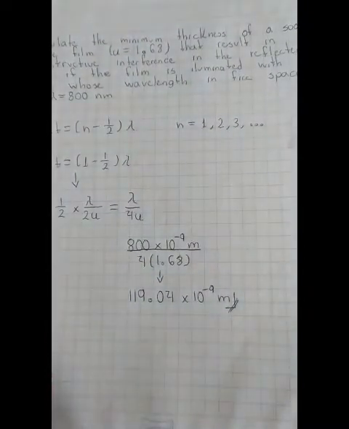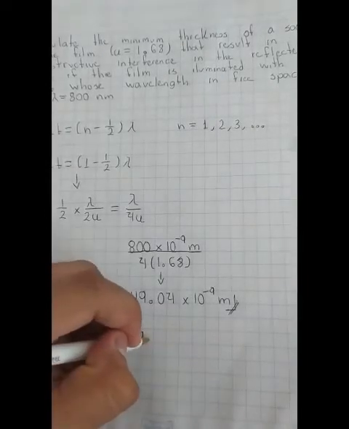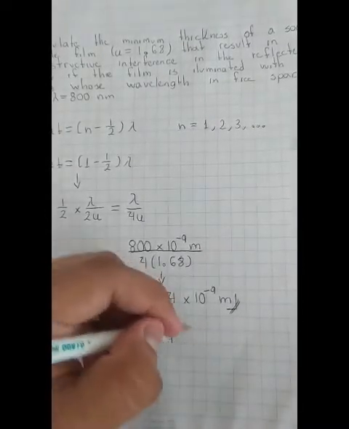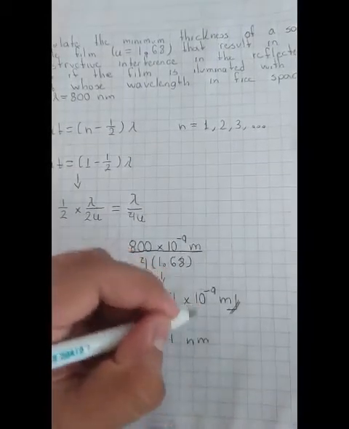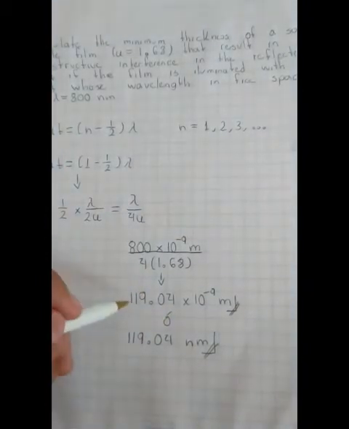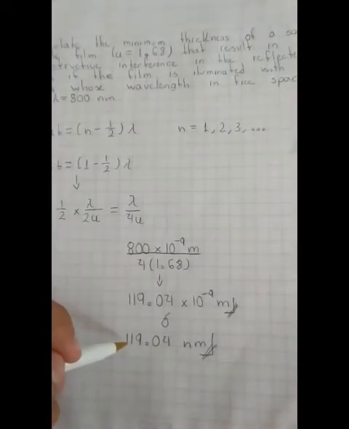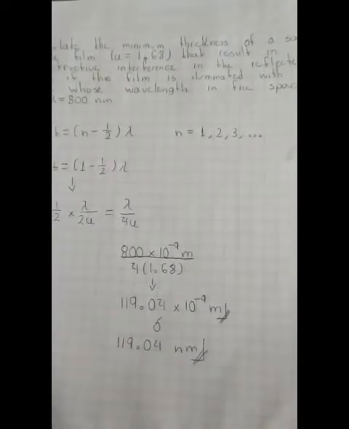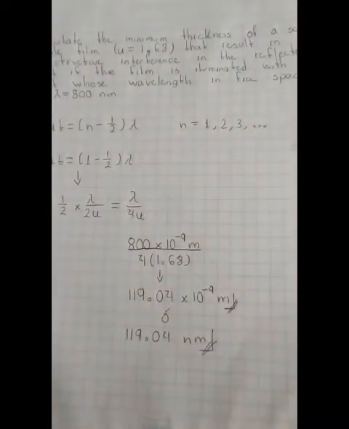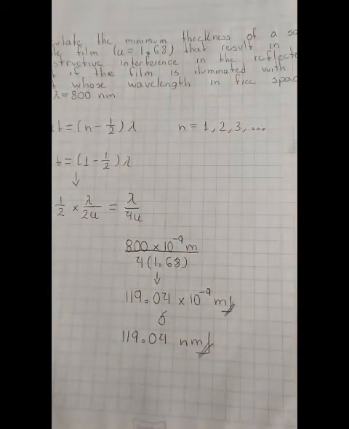But if we want it in nanometers, it will be equal to 119.04 nanometers. It can be represented in this way for meters and in this way for nanometers. And that will be all for the second topic, and let's pass for the third and last one.